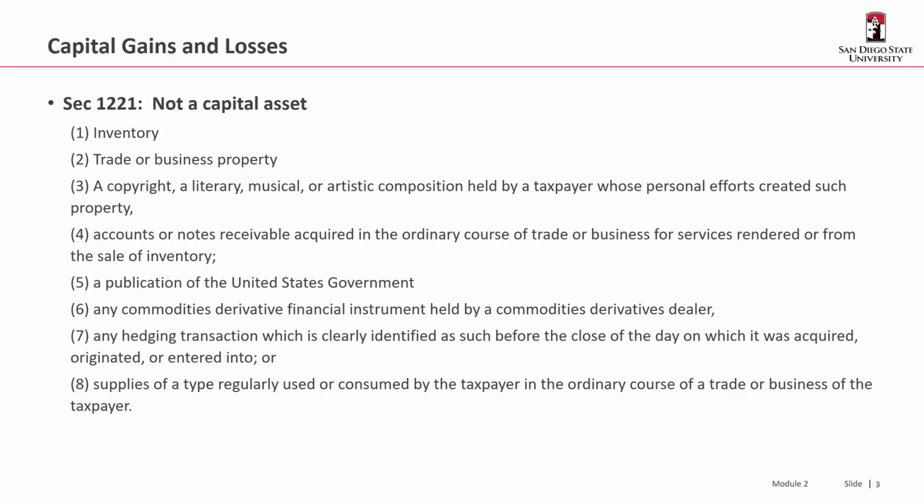So inventory. So the sale of inventory, therefore, would generate ordinary income. The sale of trade or business property. The sale of accounts or notes receivable acquired in the ordinary course of a trade or business. And then a few other things that we really don't spend a lot of time on.